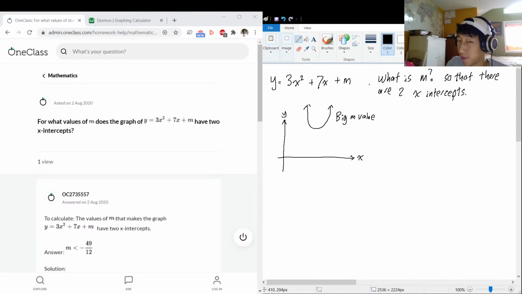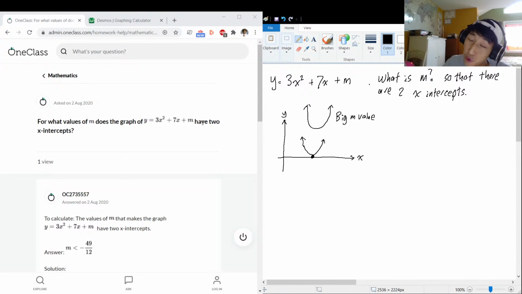And if m is really big and it's above the x-axis, that's going to be an issue because it doesn't intersect with the x-axis. Okay, now we have to think about another case. What happens when the base of the parabola is perfectly on the x-axis? That means there's only one x-intercept of the parabola.